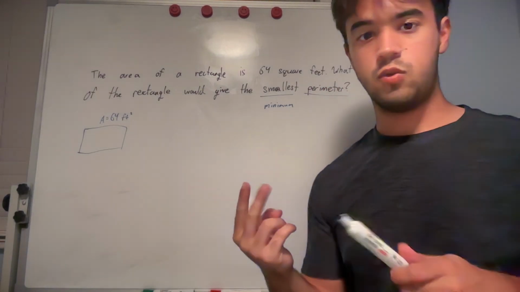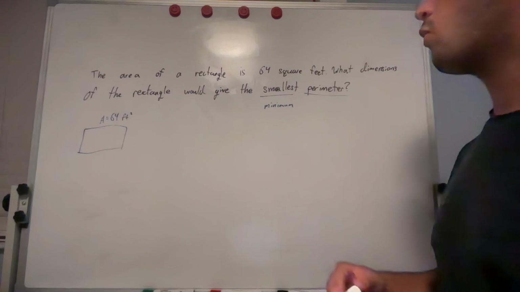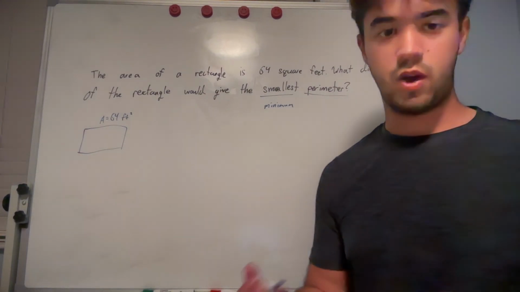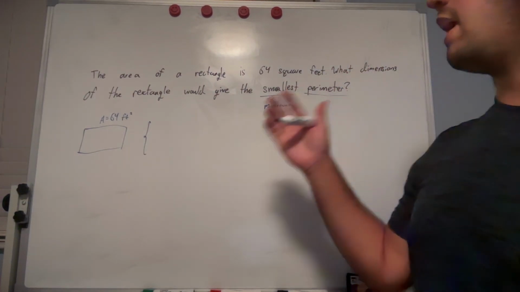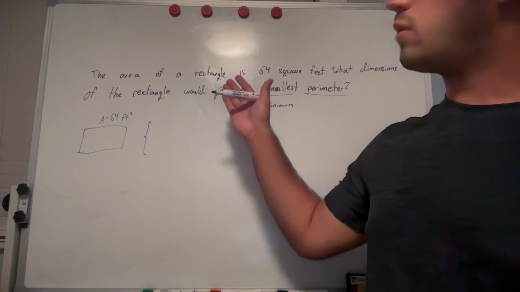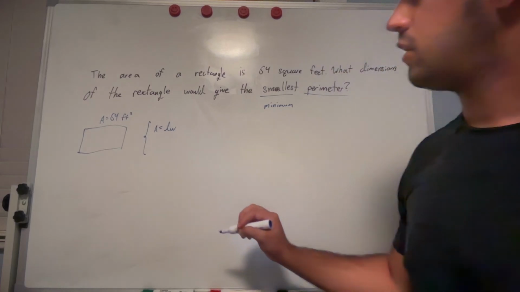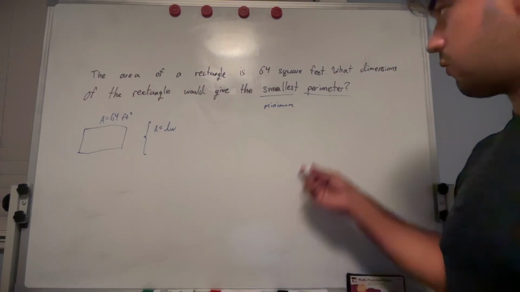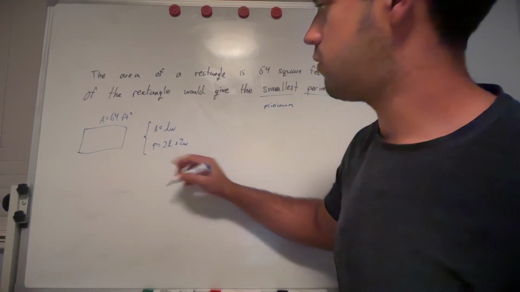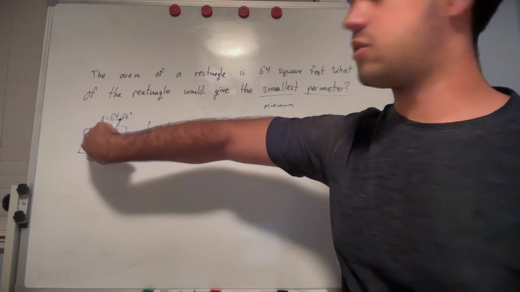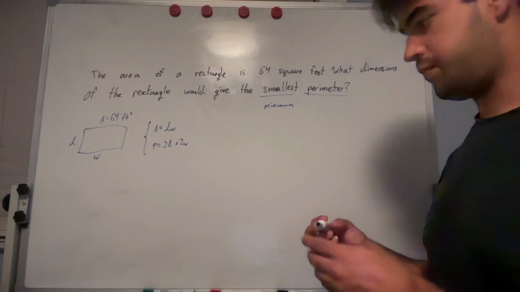So we have two different formulas we can write. And with optimization problems, we're going to be using some sort of system of equations typically. So I'm going to set up my system. The formula for the area of a rectangle is just length times width. And then the perimeter of a rectangle is 2L plus 2W, right? You just add up the four sides. These two are the same and these two are the same. I'll assign L and W for the rectangle.